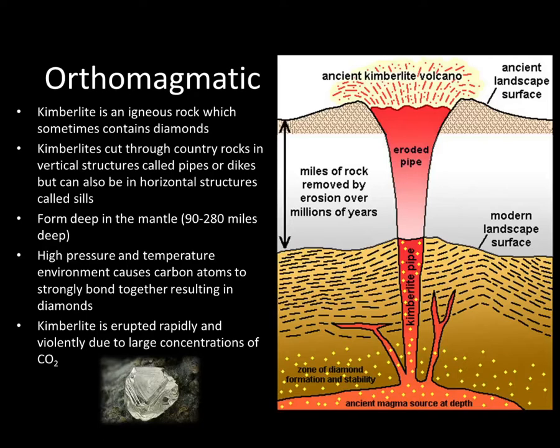This high pressure and temperature environment causes carbon atoms to strongly bond together, facilitating the growth of the highly sought-after diamond. Then, the kimberlite is erupted rapidly and violently up through the crust due to a large concentration of carbon dioxide gas in the magma chamber.